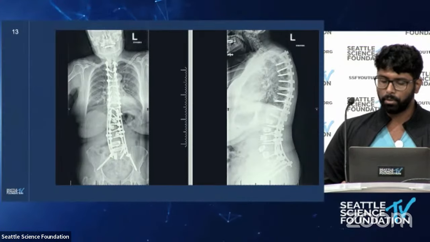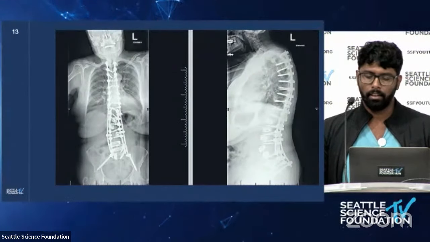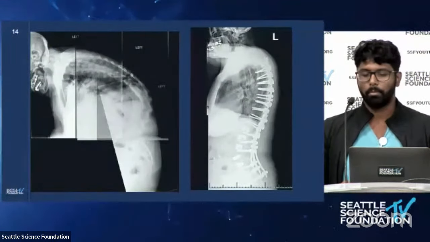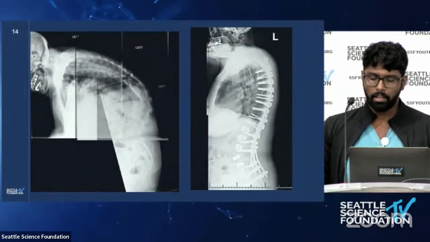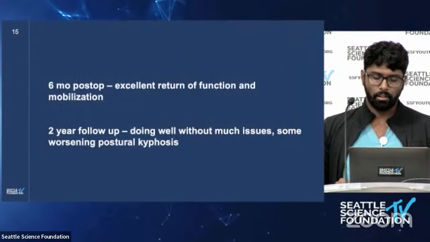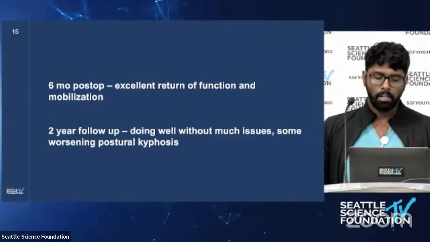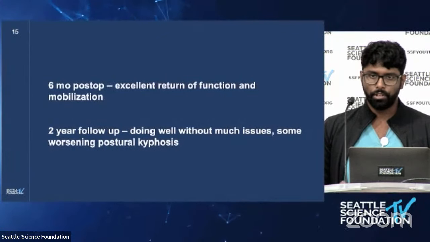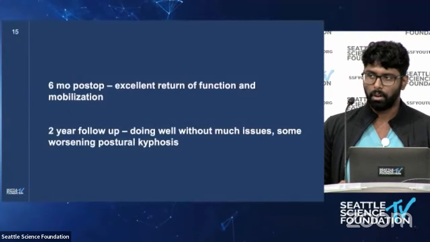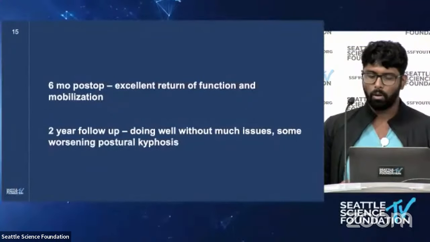She has some loosening of the TP hooks, with some protrusion of her hardware, but overall alignment is very intact. And here's the comparison from pre-op to the post-op imaging. It's a pretty dramatic correction. And again, 6 months post-op, excellent return of function and mobilization, able to do the things she was able to do before. In 2 years, doing well without much issue. She does have some worsening kyphosis, mainly due to postural instability, her overall nature rather than any hardware malfunction.